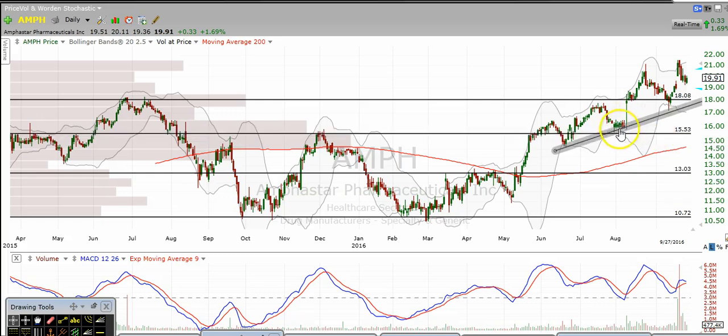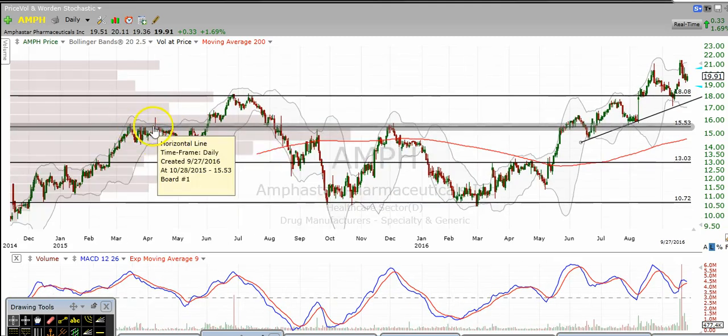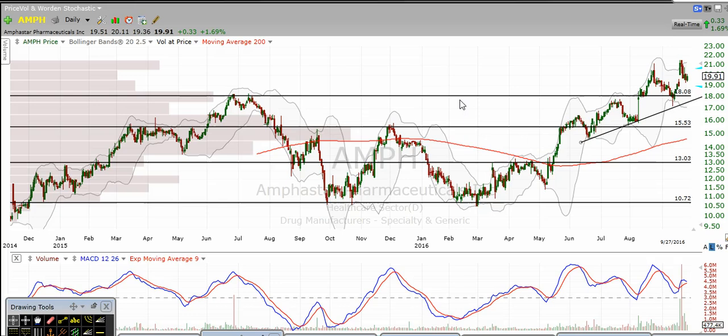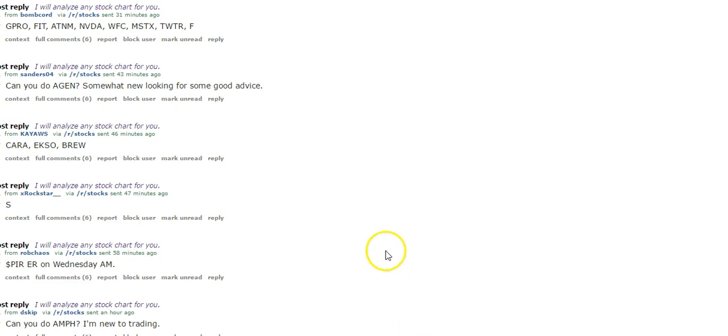You can see that this is where we bounced from over here. You can see that it was a level right here, right there, and then going back over here. So this $15 level is a key level as well. And by the time that it gets down there, if it gets down there, we have this 200-day moving average that's going to act as support around that area as well. All right, I'll get to the next chart here.